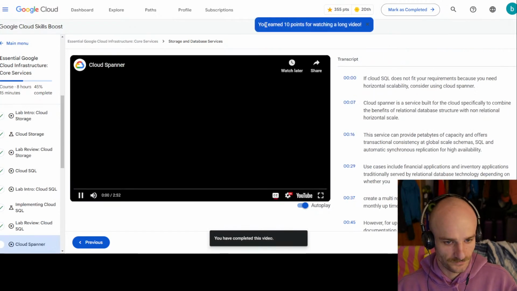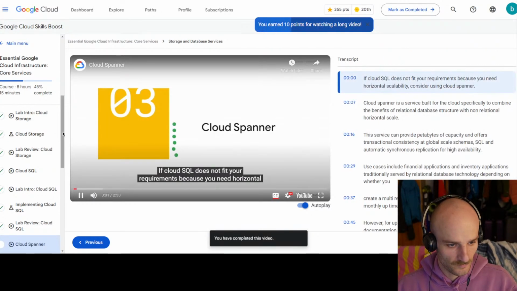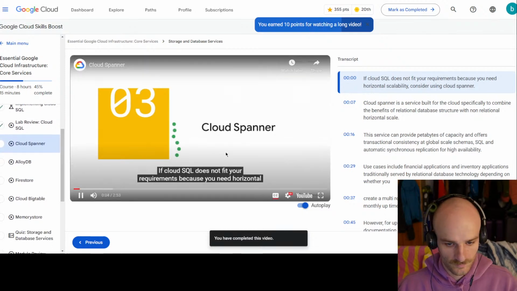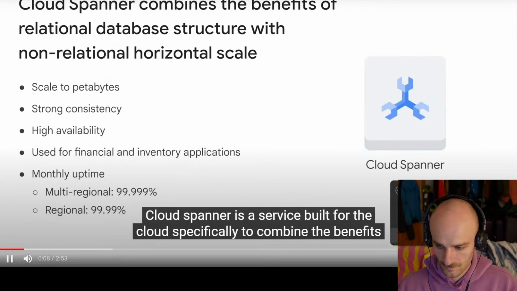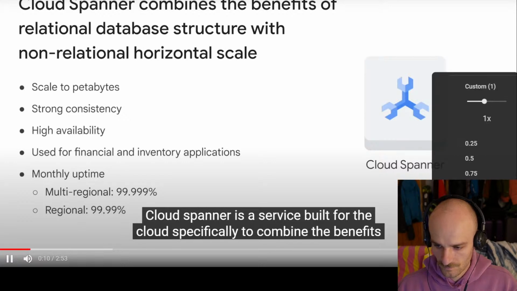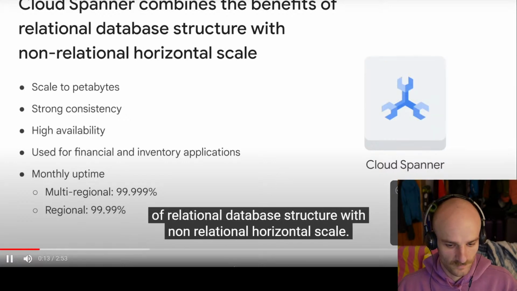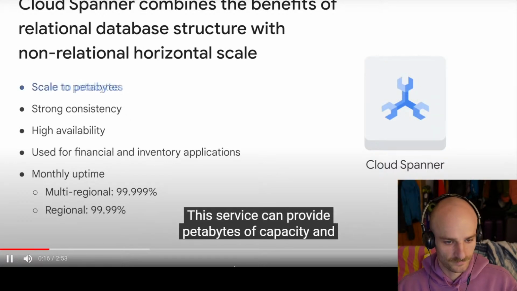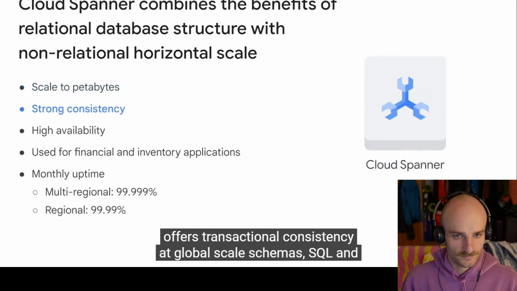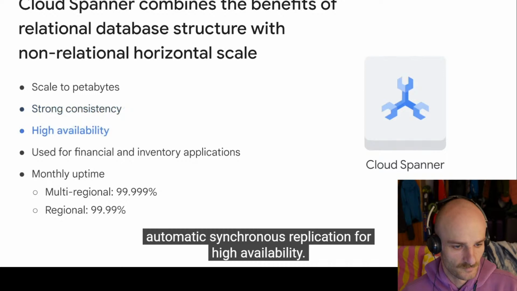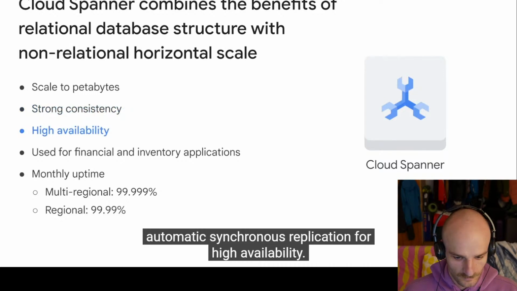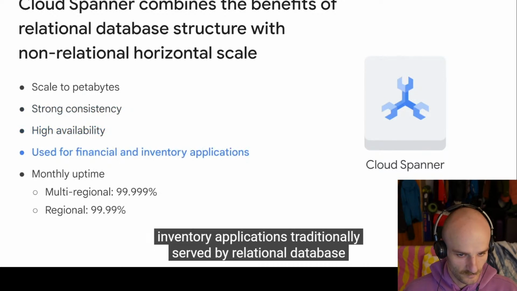If Cloud SQL does not fit your requirements because you need horizontal scalability, consider using Cloud Spanner. Cloud Spanner is a service built for the cloud, specifically to combine the benefits of relational database structure with non-relational horizontal scale. This service can provide petabytes of capacity and offers transactional consistency at global scale, schemas, SQL, and automatic synchronous replication for high availability. Use cases include financial applications and inventory applications traditionally served by relational database technology.